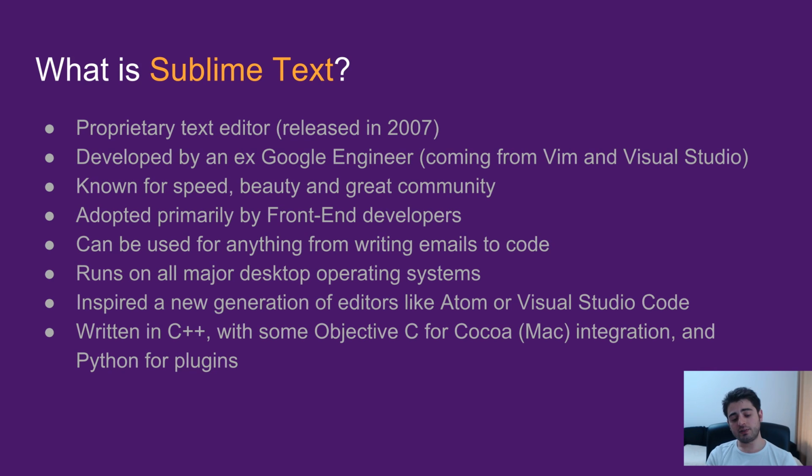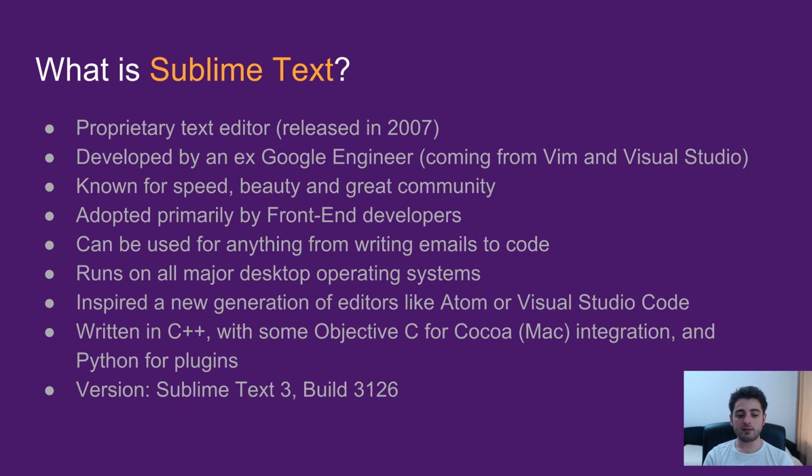So Sublime Text is written in C++ with some Objective-C for the Mac integration and Python for plugins. And we're going to just write a plugin. So all we need to know is Python. There's no need for C++ or Objective-C.